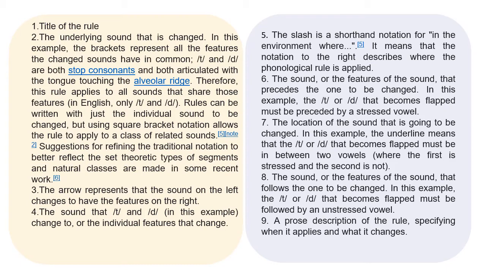The next one, the location of the sound that is going to be changed. In this example, the underline means that the T or D that becomes flapped must be in between two vowels, where the first is stressed and the second is not. The eighth one, the sound or the features of the sound that follows the one to be changed. In this example, the T or D that becomes flapped must be followed by an unstressed vowel. And the last one is a prose description of the rule, specifying when it applies and what it changes.